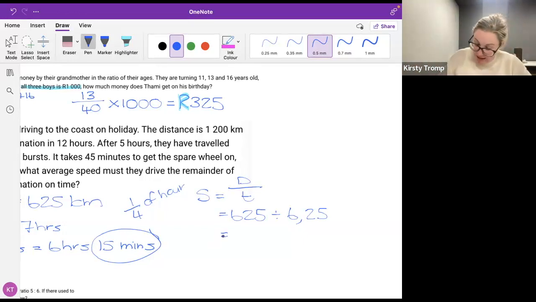So on my calculator, 625 divided by 6,25 leaves me with 100 kilometers per hour. So I also got 100 kilometers per hour. Lots of people got 100 kilometers per hour. You are 100% right. It is correct. I'm just reminding you that when you put it on your calculator, it needs to be 6,25, not 6,15. So 100 kilometers per hour.